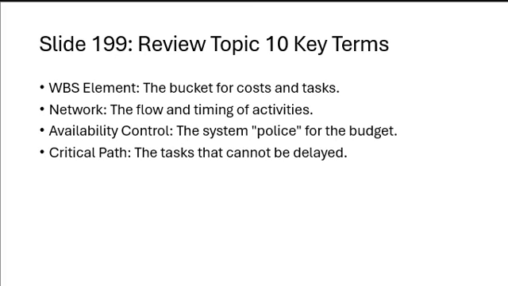The WBS element acts as a bucket for cost and tasks. A network represents the flow and timing of project activities. Availability control is the system policy for the project budget. Critical paths include tasks that cannot be delayed. These terms form the foundation of project system understanding. Knowing them will help you navigate the ERP project management process.